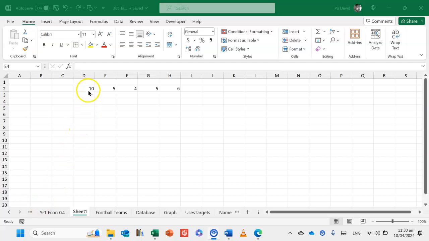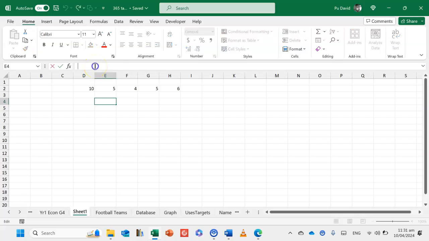So let's just look at the spreadsheet. You can see I've got some numbers here, just a few in columns D to H. So let's just pick a cell, and we're going to put a formula in there, equals D2 plus E2. So what's the answer going to be? It's going to do 10 plus 5 equals 15. Okay, so far so good.